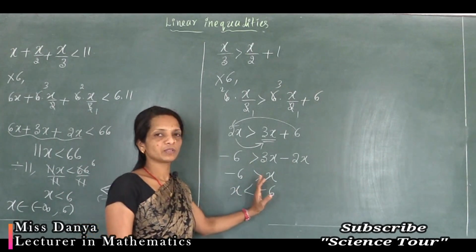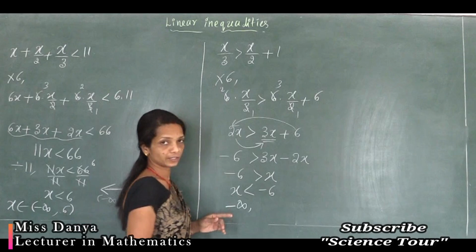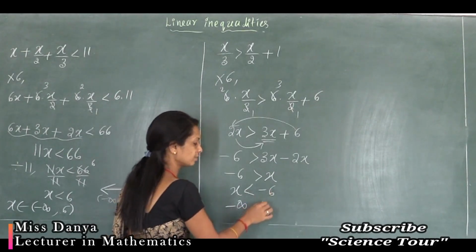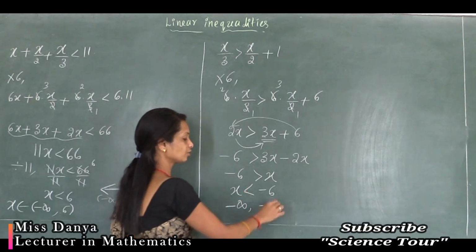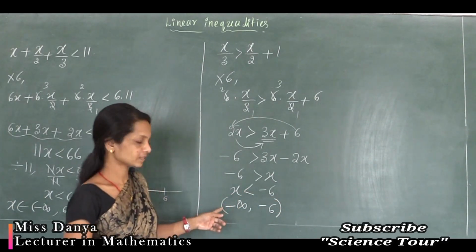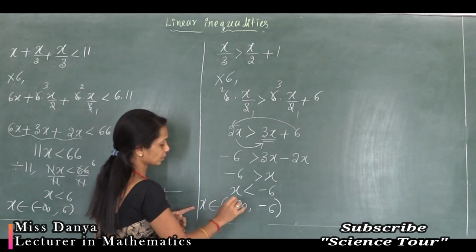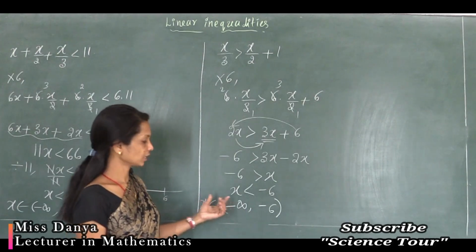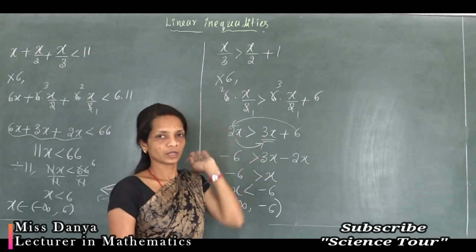Okay. Less than means always the first number will be minus infinity in the interval, and the second number will be minus 6. And since you have a strict symbol, you have to use the open bracket, and on the minus infinity side I already said that you have to use the open bracket, and you have to write x belongs to, means any x you can take in this interval, that will be the solution of this inequality.